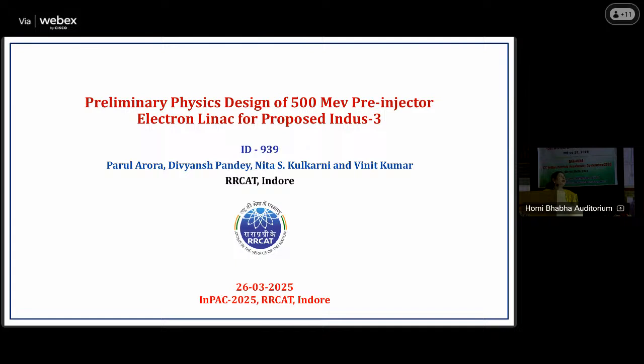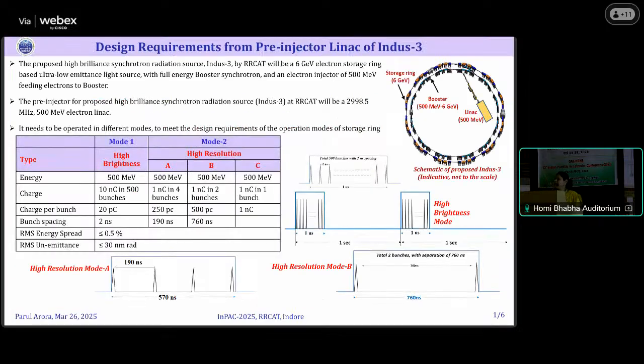Good afternoon. Today I'll be presenting the physics design of the pre-injector for the proposed INDUS-3. The pre-injector, as per the present requirement of the booster of INDUS-3, is a 500 MeV electron Linac of S-band. This was presented in detail by Dr. Vineet Sir in the morning session today. It needs to be operated in different modes, that are high brightness mode and high resolution modes. And these modes are different in respect of the total charge, number of bunches, and bunch spacing in the macro bunch.